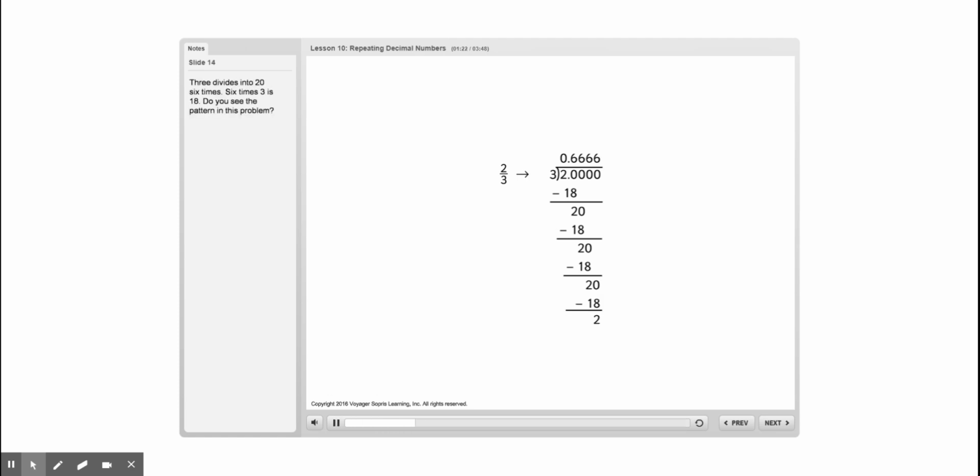3 divides into 20 6 times. 6 times 3 is 18. Do you see the pattern in this problem? In each step, we see 20 and 18. Subtracting 18 from 20 gives us 2, and the pattern continues forever. The fraction 2/3 is equivalent to a repeating decimal number. The 6 repeats forever.